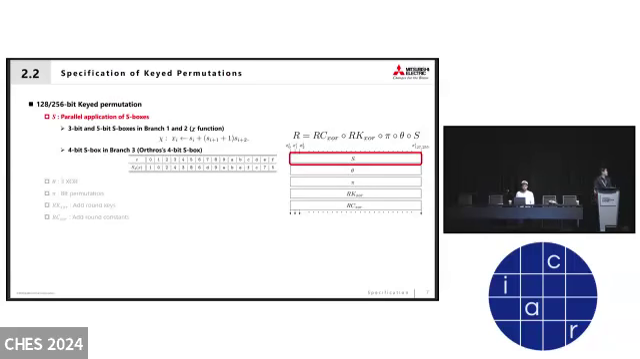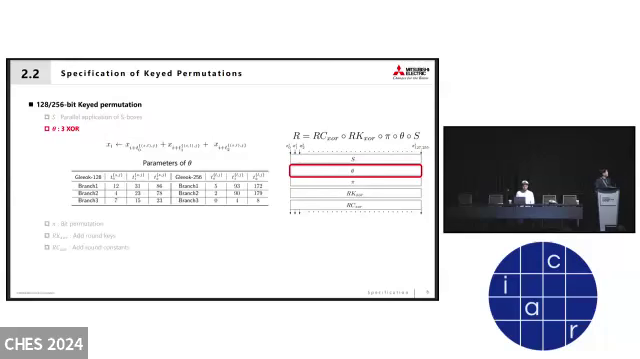S is a parallel application of S-boxes. In GRIOC, we use different S-boxes depending on the branches. In branch 1 and branch 2, we use 3-bit S-boxes and 5-bit S-boxes. But in branch 3, we use 4-bit S-boxes, which is the same S-box used in Orthros. Next, theta is a 3-bit XOR, as expressed by this formula. The parameters depend on the branches and the variant.